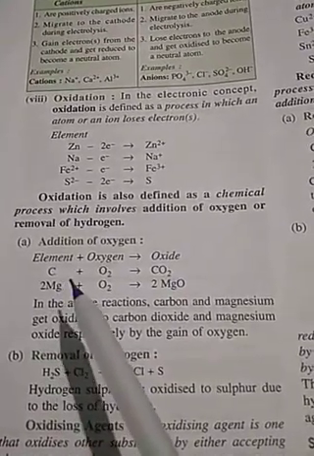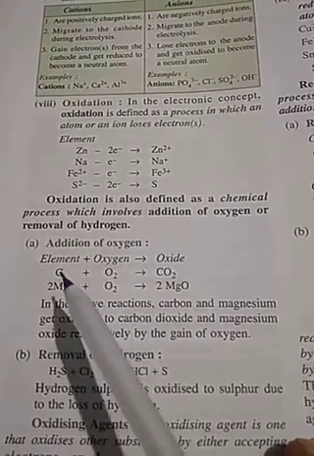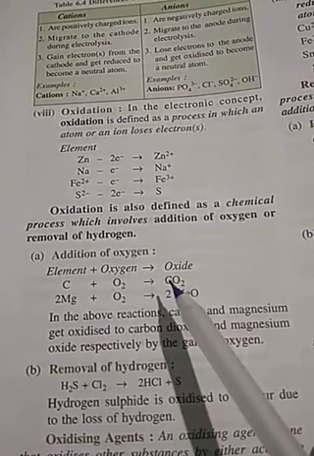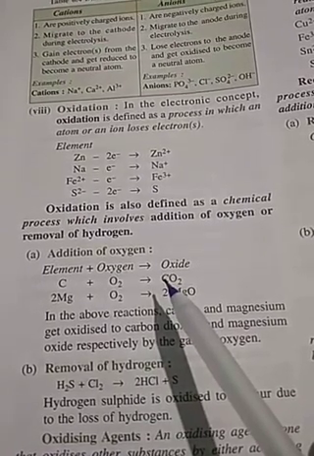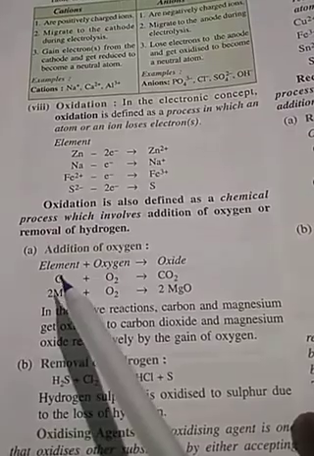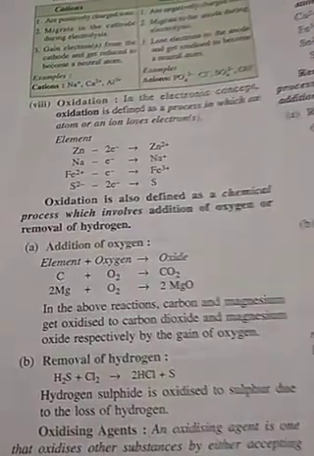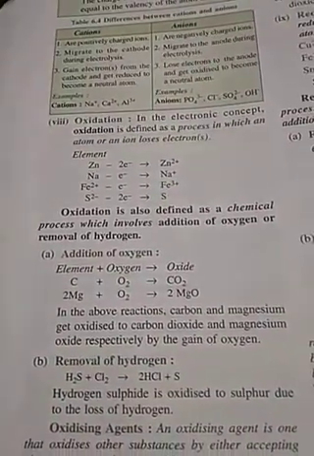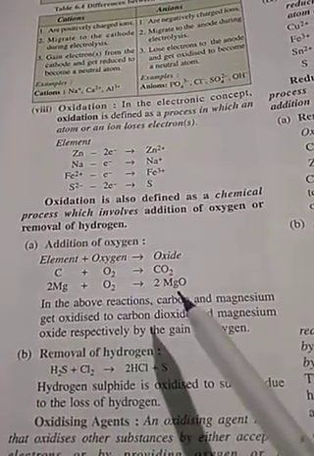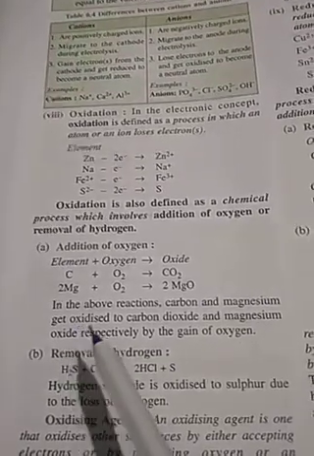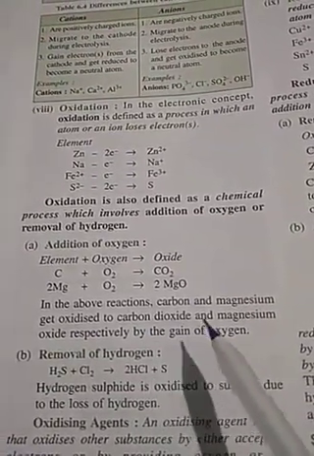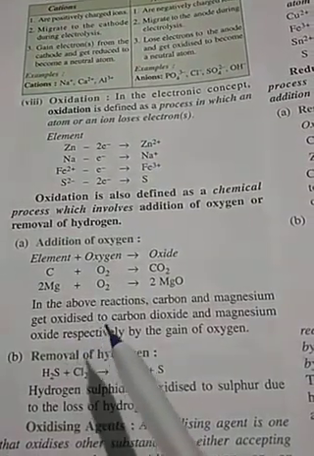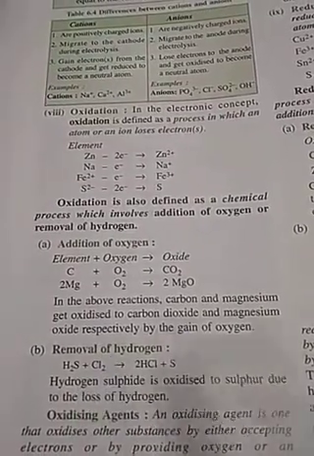Here carbon, here is oxygen. Oxygen is added to carbon, means there is an addition of oxygen in carbon. So carbon is oxidized to carbon dioxide. Similarly, magnesium after burning is oxidized to form magnesium oxide. So in these above reactions, carbon and magnesium are oxidized and they form carbon dioxide and magnesium oxide.